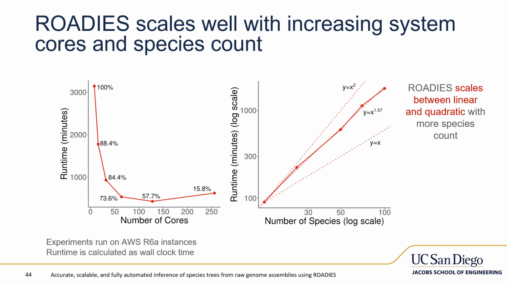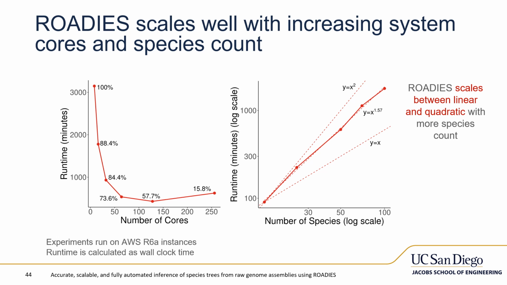We also tested the scalability of ROADIES with an increasing number of system cores and an increasing number of species. We observed that ROADIES scales super linearly but less than quadratically with the number of species. With more cores also, we saw a significant runtime decrease of the ROADIES pipeline. But with higher cores, especially with 256 cores, we saw a slight increase in the runtime, which can be caused by an increase in communication overhead over computational efficiency. These results are taken from single node, multiple core AWS instances.